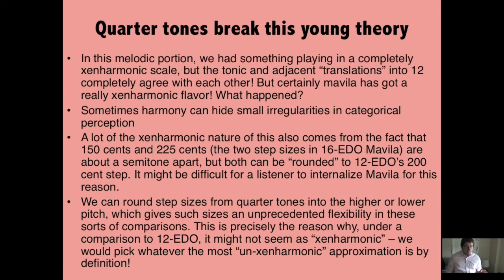So, harmony can hide small irregularities in categorical perception, and if we don't analyze intervals in all the ways that they compare to each other, we can miss the little things that I talked about, like E going to F up is 220, or E flat going to F up is 225 cents. Or that in the 4 chord, the root is a minor 6th away from B flat down instead of a major 6th like it would normally be in 12 tet if we choose to call that B flat.